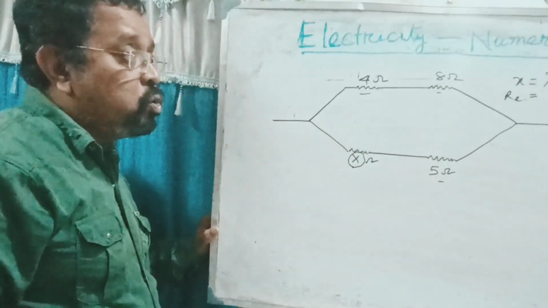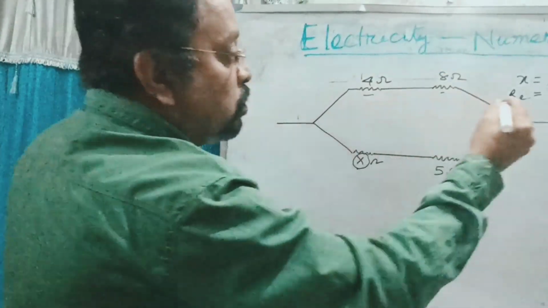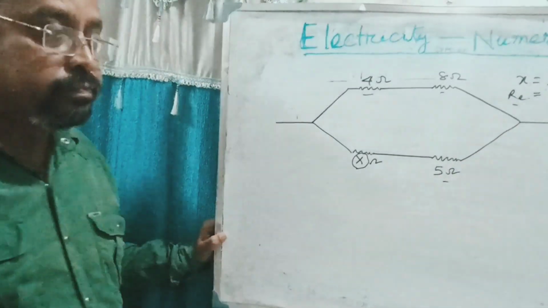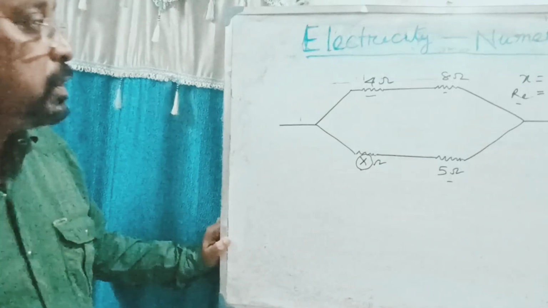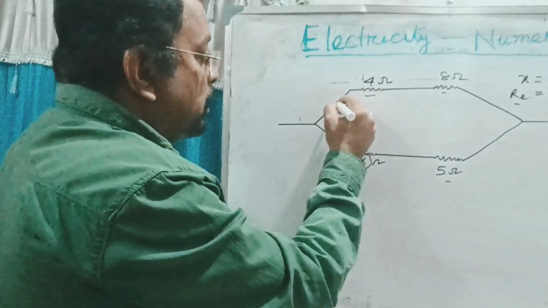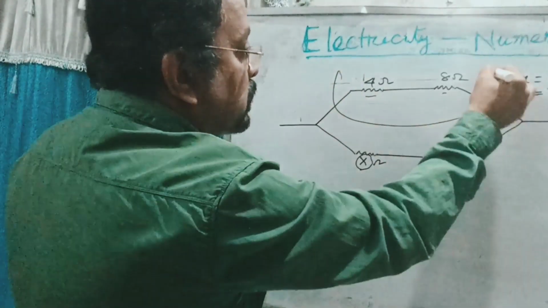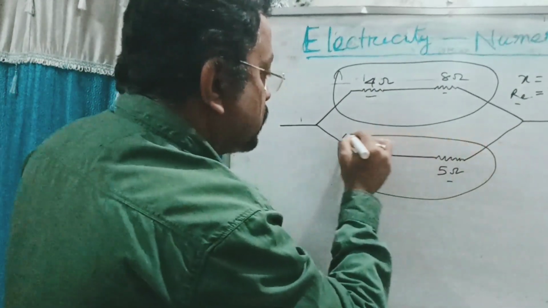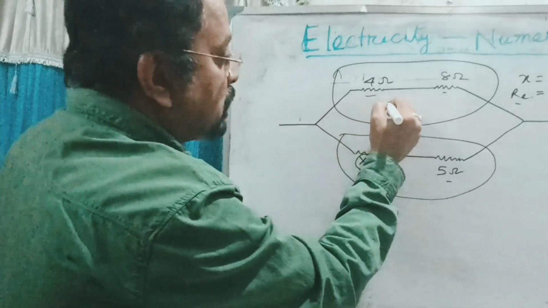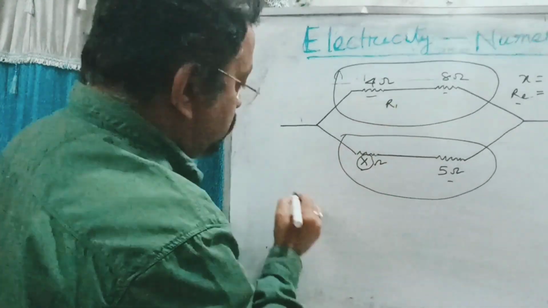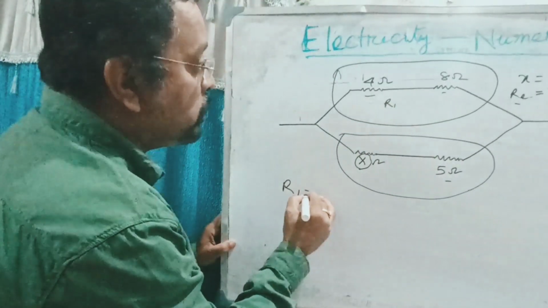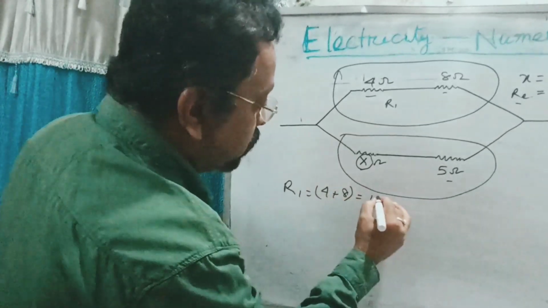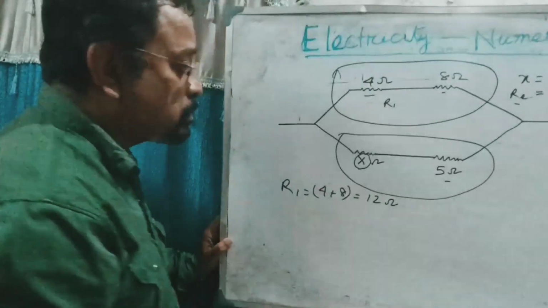It is given that the equivalent resistance of this system is 4 ohm. So how do you need to find it? Now to solve this one, see this one is a series connection and this is also a series connection. If I write it as R1, what is the value of R1? R1 is equal to 4 plus 8, that is equal to 12 ohm.